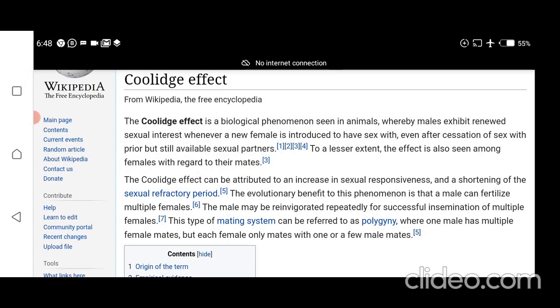The Coolidge effect can be attributed to an increase in sexual responsiveness and shortening of the sexual refractory period. The evolutionary benefit of this phenomenon is that a male can fertilize multiple females. The male may be reinvigorated repeatedly for successful insemination of multiple females. This type of mating system can be referred to as polygyny, where one male has multiple female mates, but each female only mates with one or few males.